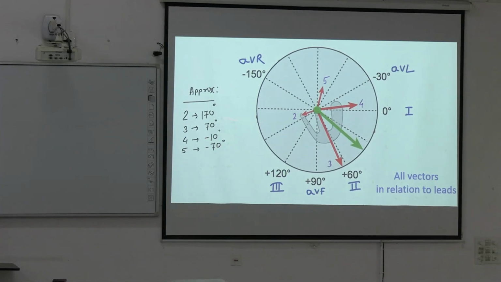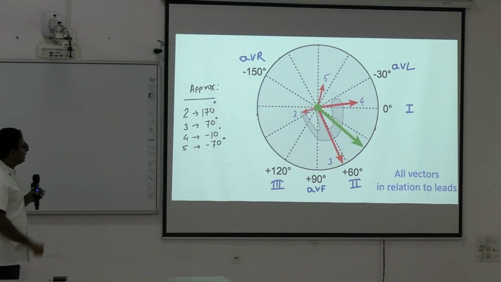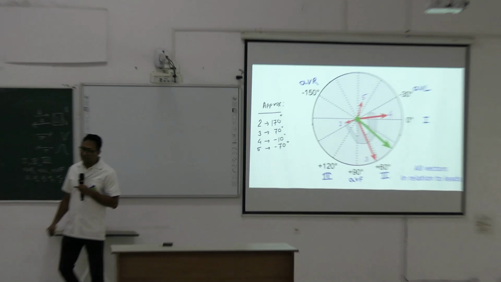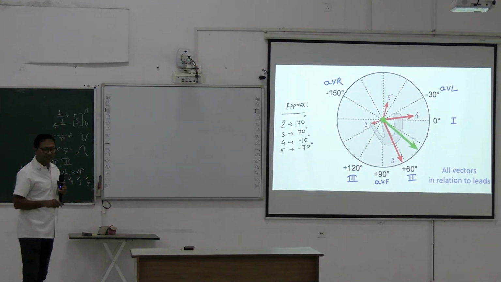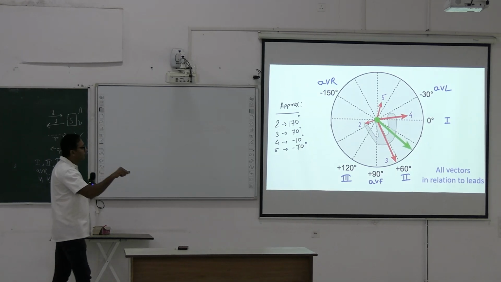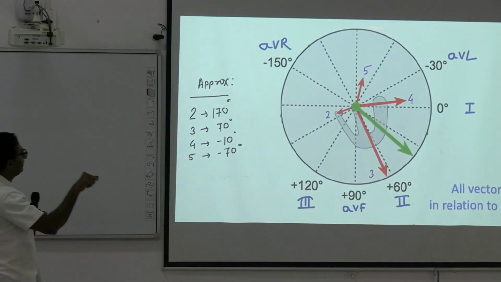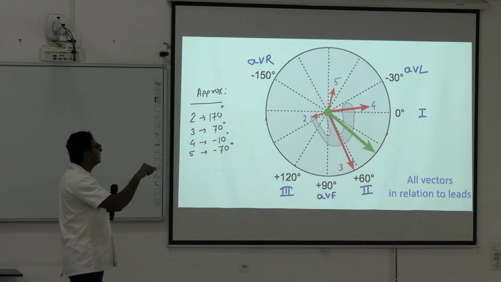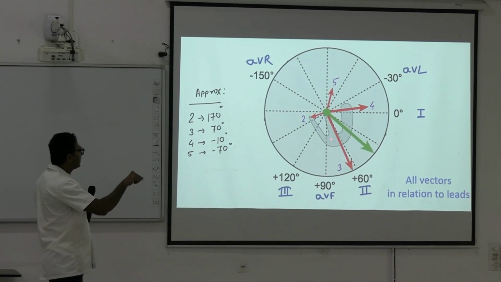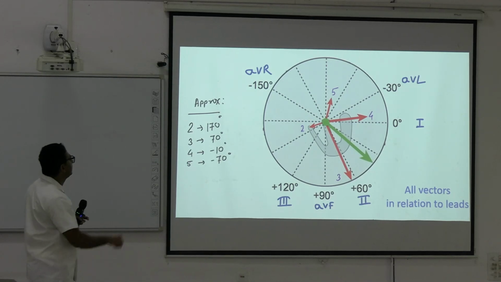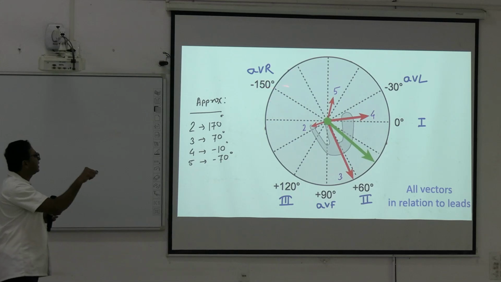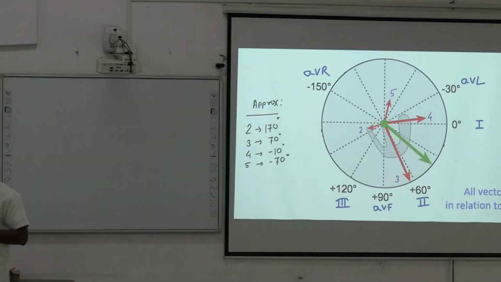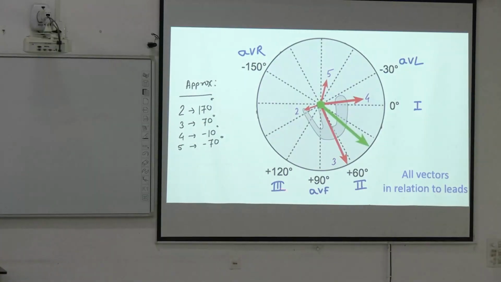Okay, so 3 is approximately at 70 degree, 4 is approximately minus 10 degree, and 5 is approximately minus 70 degree, right? And for the calculation of angles, there is a convention. This is 0 degree, and in this way it rotates in a negative direction. This is minus 30 degree, this is plus 30 degree, this is plus 90 degree, this is minus 90 degree, right? This is plus 120 degree, and this is minus 120 degree, this is minus 150. Clear?